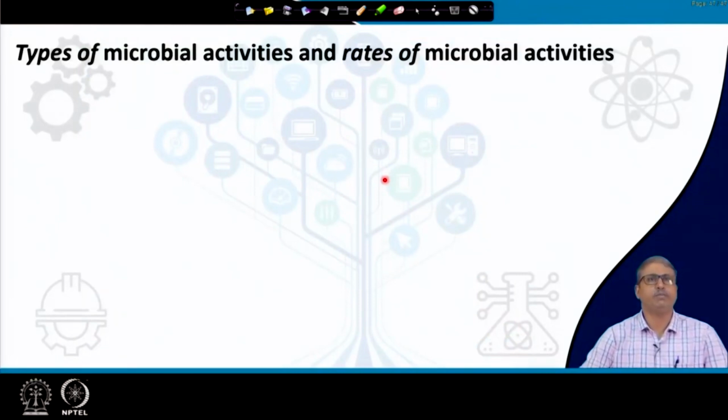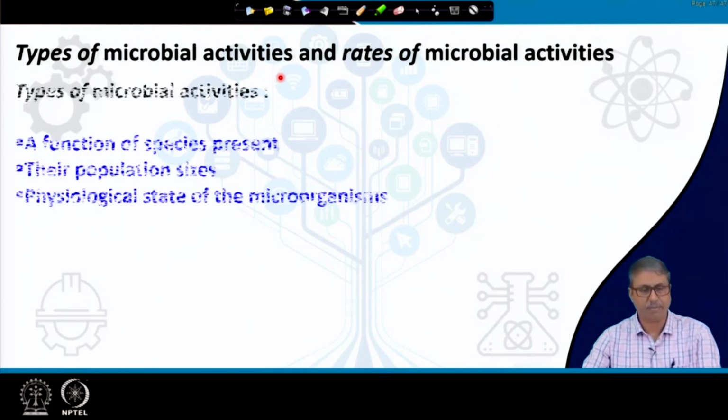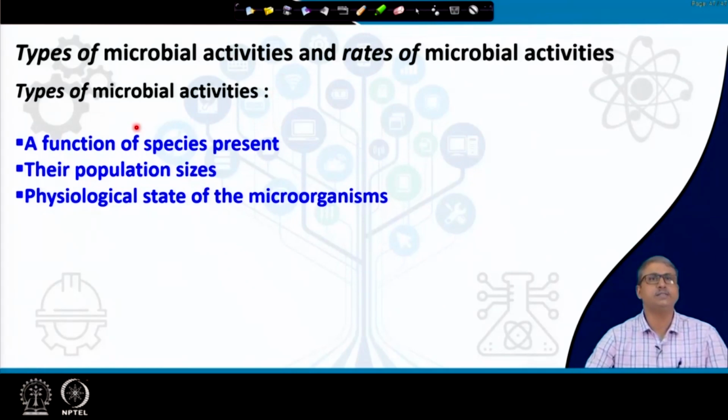Within all these different kinds of environments or ecosystems, we observe that the types of microbial activities and the rates of the microbial activities are of high significance, because those are the processes which are going to control the biotechnology related processes. So, when we plan for environmental microbial ecology methods, the methods should be selected in such a way that they are able to identify the different types of microbes and also help us to elucidate the rates of individual microbial activities. The types of microbial activities could be delineated as a function of the species present, their population sizes and the physiological state of the microorganisms.